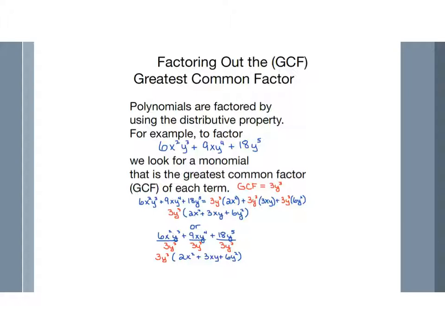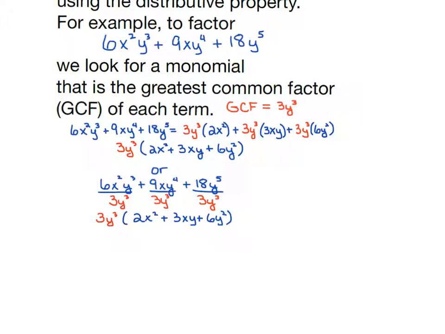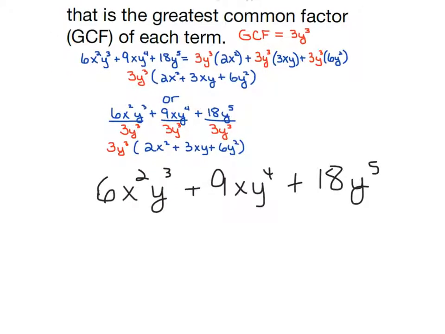So when we factor out a greatest common factor or a GCF, our polynomials are really just using the distributive property. So we're going to look at each monomial and we're going to look for the greatest common factor of each term. Now I know this one's already worked out. However, if we went ahead and rewrote this polynomial down here at the bottom, 6x squared y to the third plus 9xy to the fourth plus 18y to the fifth. So what I need to do is look at each term or each monomial and find the greatest common factor.